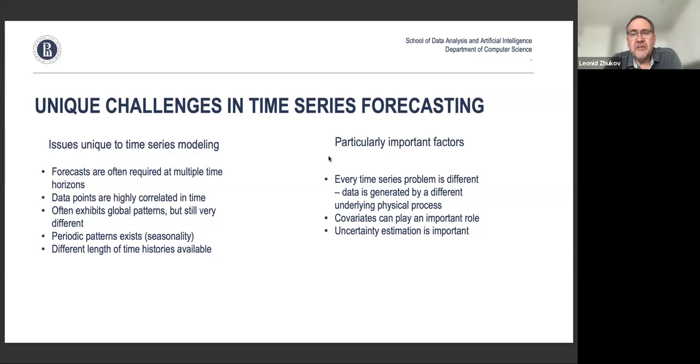When you look at traditional machine learning, usually separate data points are thought of as being independent and identically distributed. When we talk about time series, there is a correlation between data points.